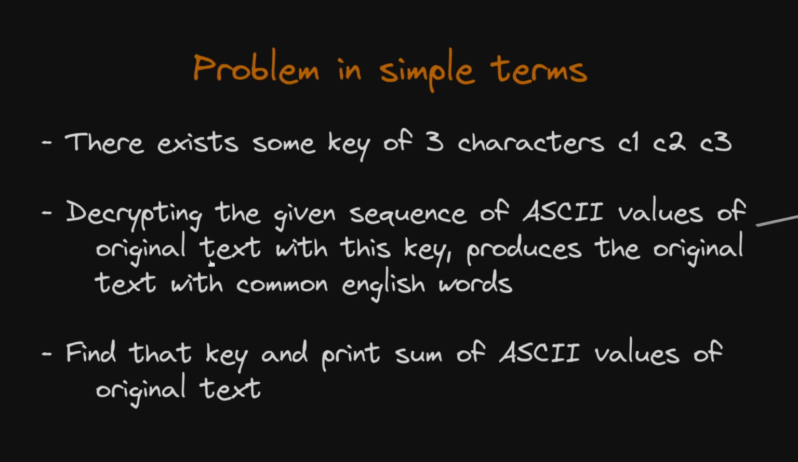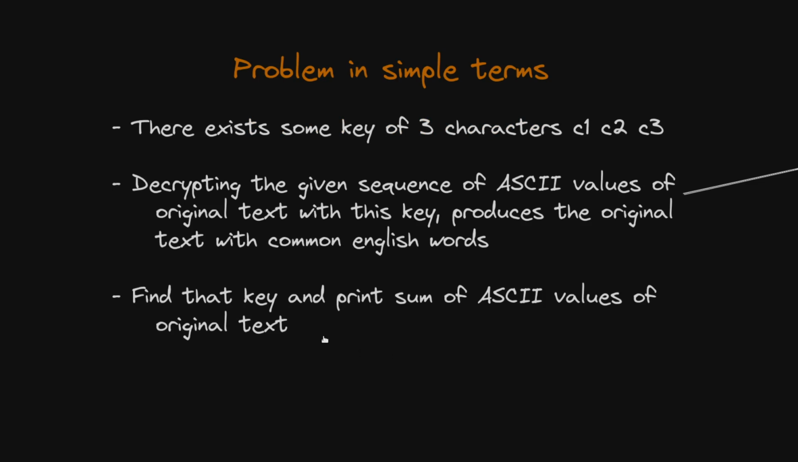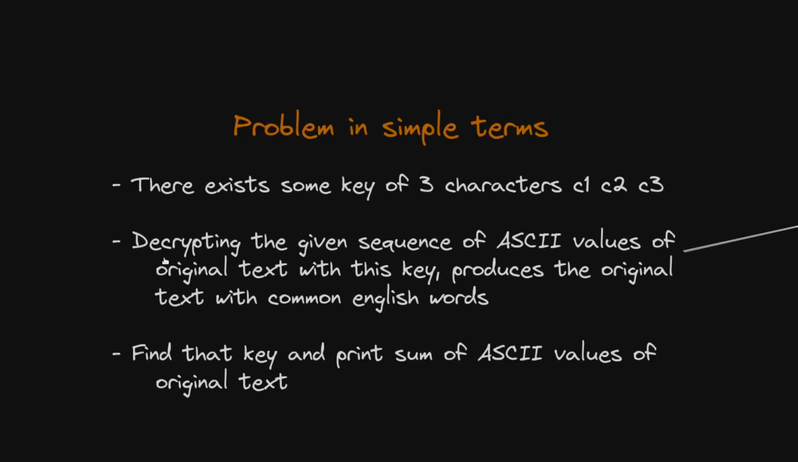And using that, we need to decrypt it with some key of length 3, and if we find some paragraph with meaningful words and sentences, we are going to say that that is the original text, and we are going to find the ASCII values of all the characters used in that text and print the sum of that. So let's also go over in detail what this decryption process is going to look like.